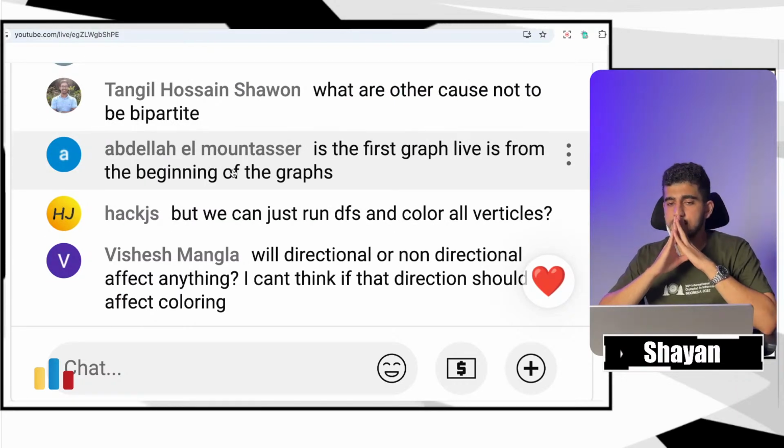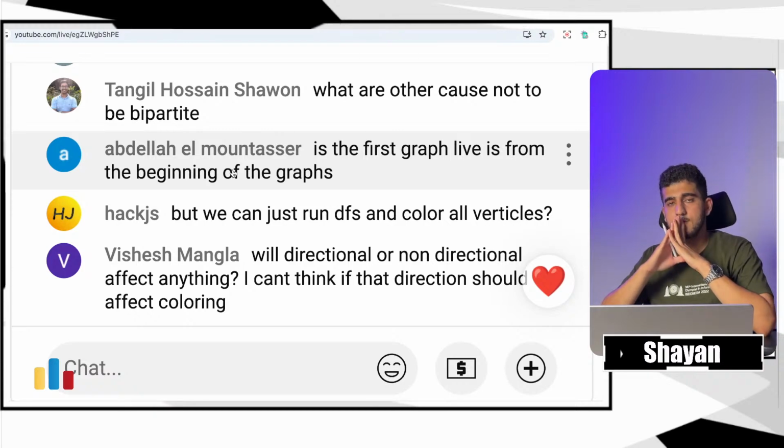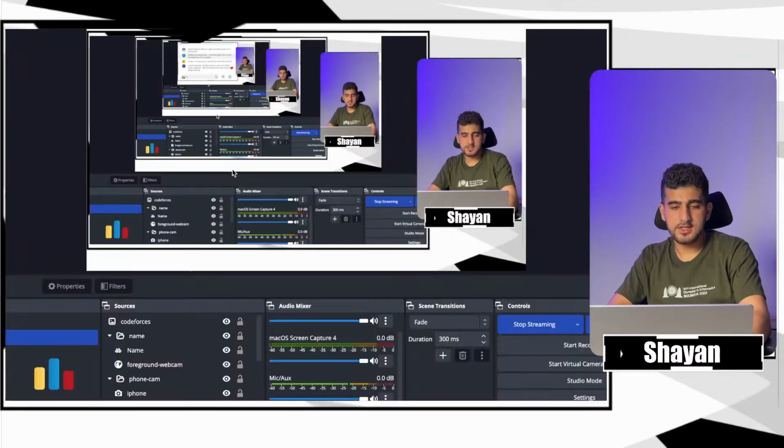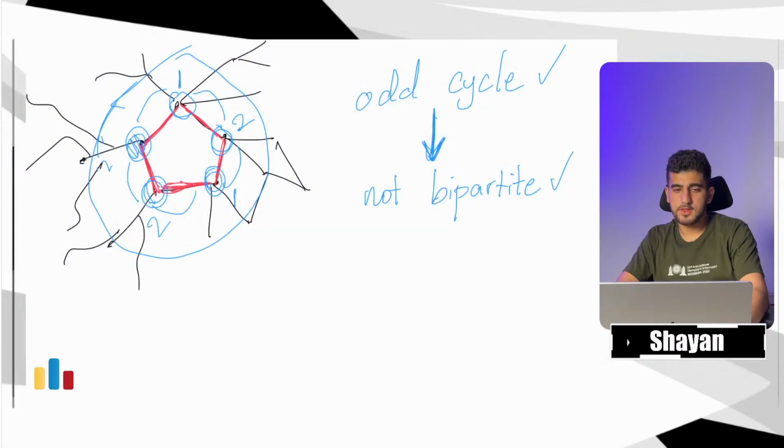Our graph is not directional. We are just considering our undirected graphs. The first graph live is from the beginning of the graphs? I don't understand your question.